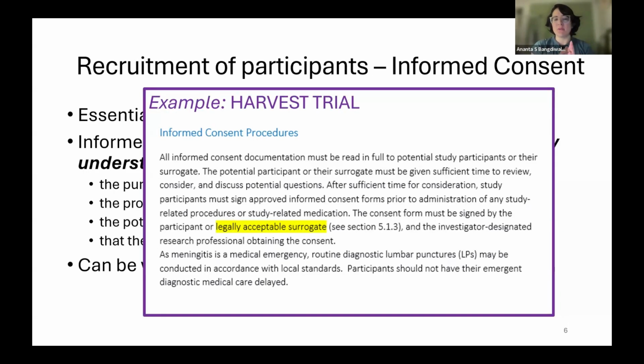Okay, so at this point, before I move on to the next section, I'm going to stop and ask if anybody has questions regarding screening, recruitment of patients, exclusion criteria, informed consent. Any questions?